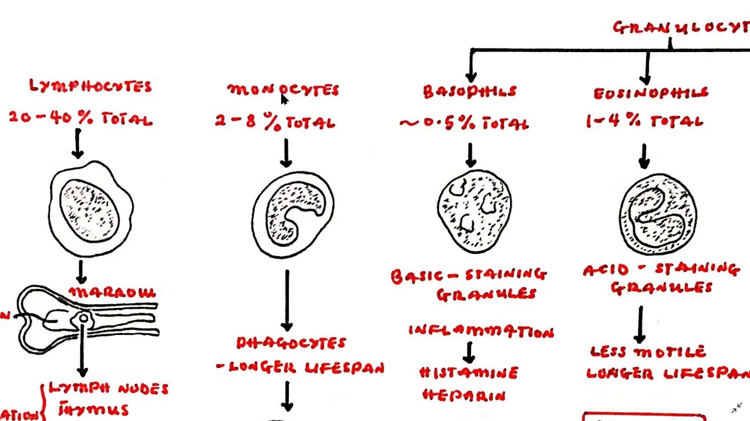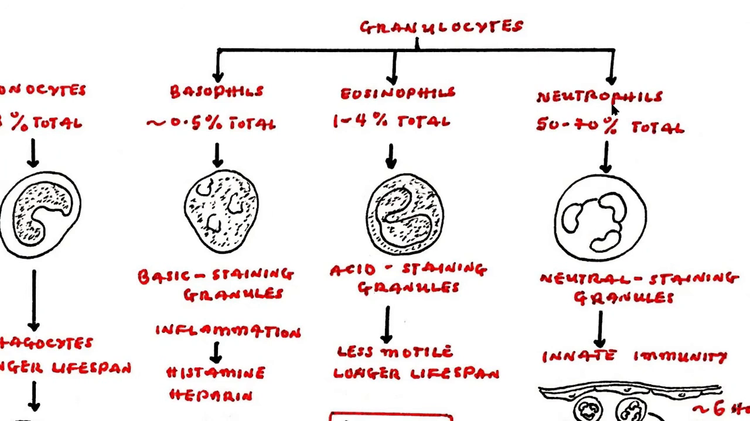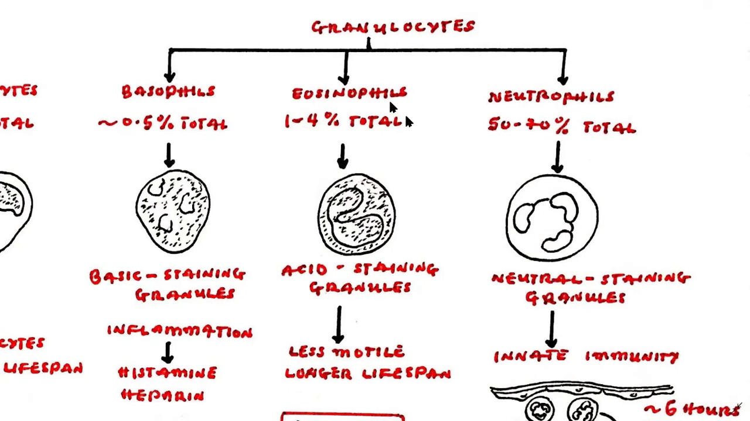Granulocytes are further classified as neutrophils, which have neutral staining granules, and eosinophils, which have acid staining granules, as well as basophils, which have basic staining granules. All these leukocytes contribute to inflammation by releasing mediators.